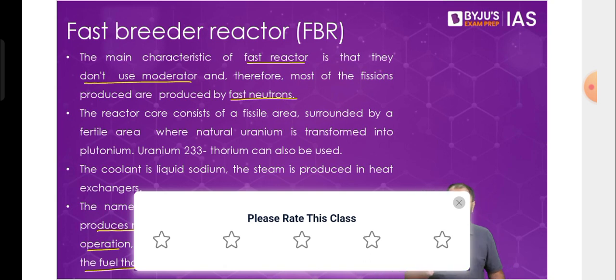This fast breeder reactor can be very crucial for the future of nuclear fission based energy, and that's why today we see that we have been working on fast breeder reactors. There are two fast breeder reactors in India. The first one is called the prototype fast breeder reactor.